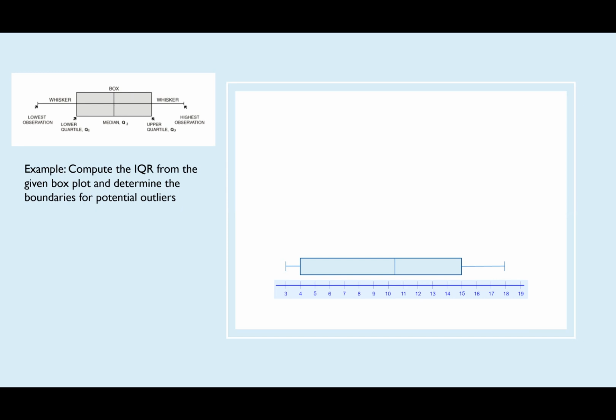So in this lecture, I want to talk about how we can compute the IQR from a given box plot and then use the IQR to determine the boundaries for potential outliers. In section 2.3, we discussed how the IQR factors into identifying potential outliers. And so I'll outline that again here.